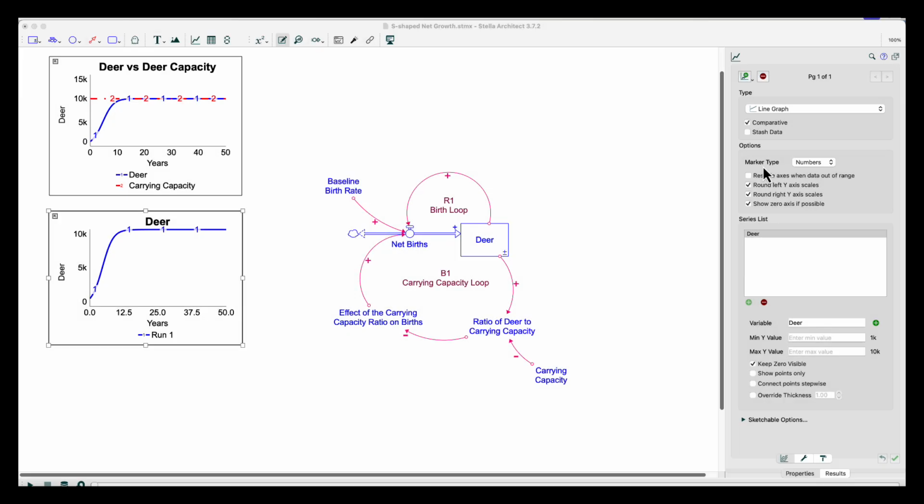Welcome, folks. This structure is taken from the S-shaped growth structure that I've gone over in a previous video. And you can see that it generates the S-shaped growth.